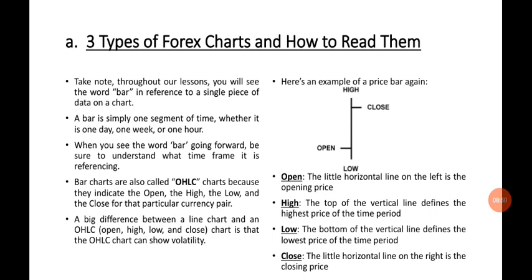Here is an example of a price bar again. So let's explain what these four mean. The open: the little horizontal line on the left is the open price. This is what the price opened with at that particular time frame. The high: the top of the vertical line defines the highest price of the time period. Low: the bottom of the vertical line defines the lowest price of the time period. Close: the little horizontal line on the right is the closing price, which means at the end of that time period, this was the price the currency closed with.